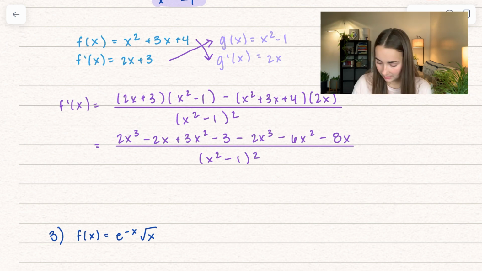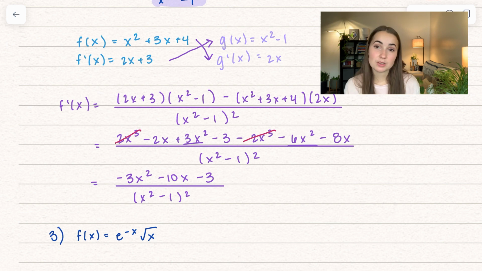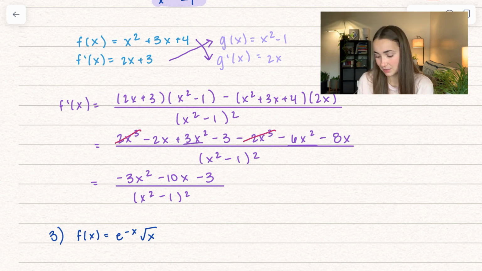Alrighty, so I'm going to go ahead and combine like terms here. I didn't multiply that one out because it looks pretty enough. But this whole thing is equal to my derivative. So we have f prime of x is equal to this quotient.